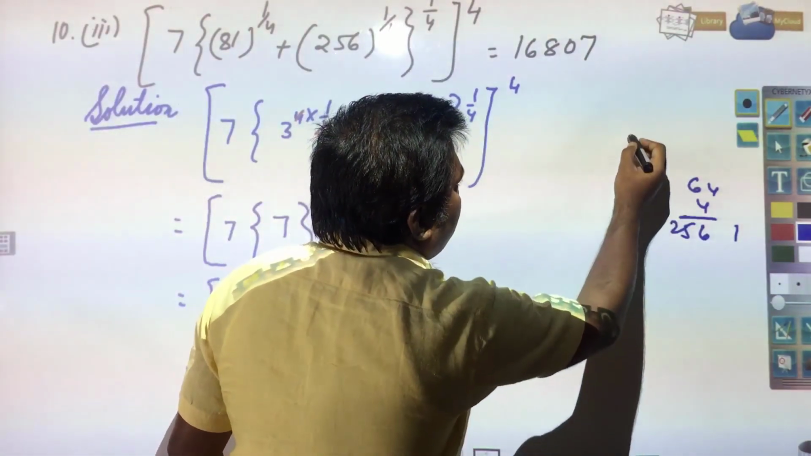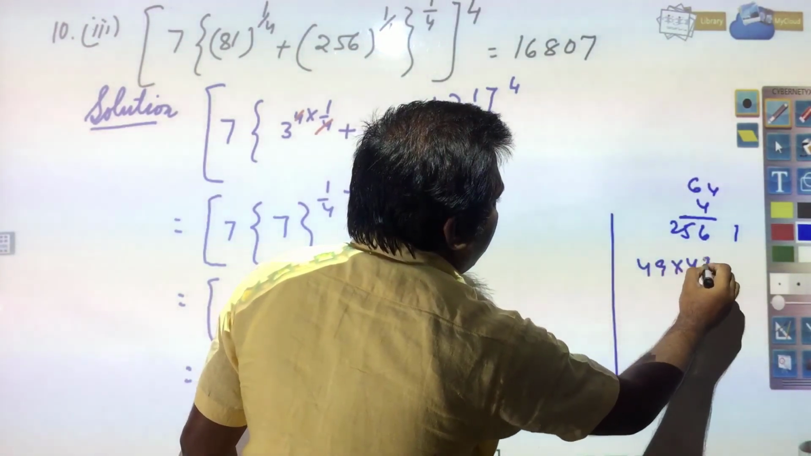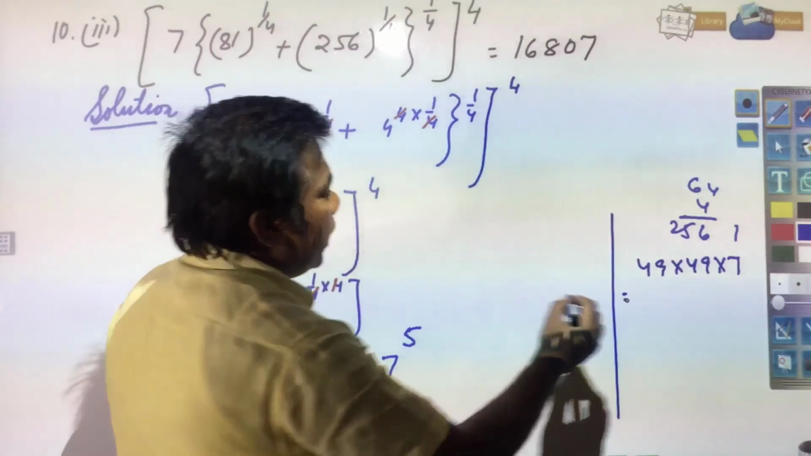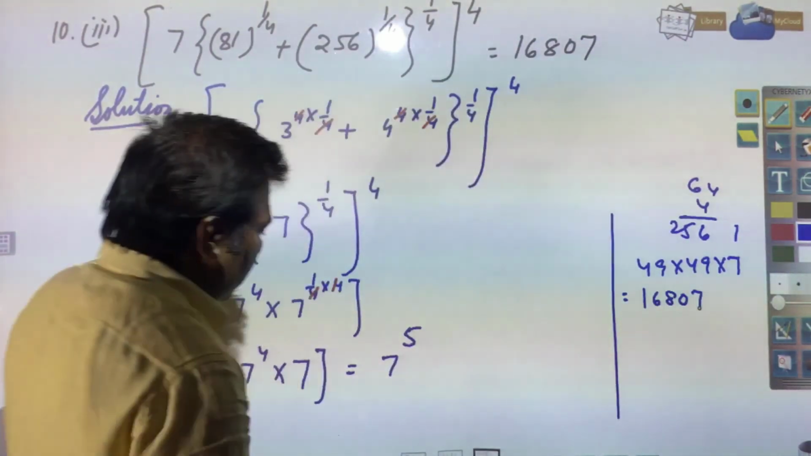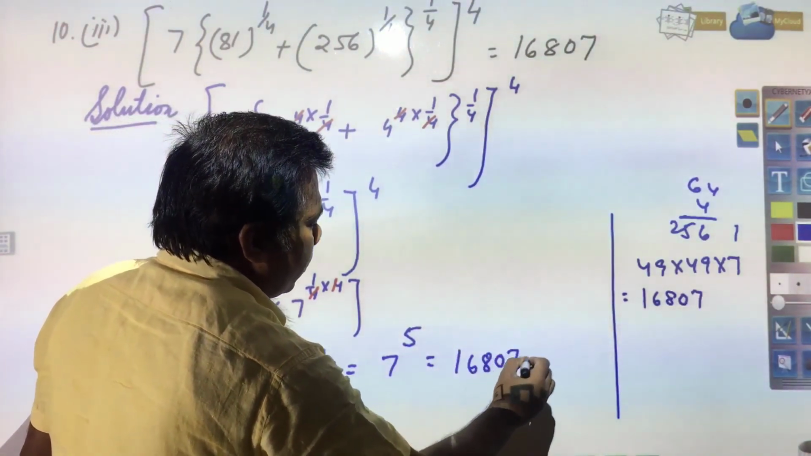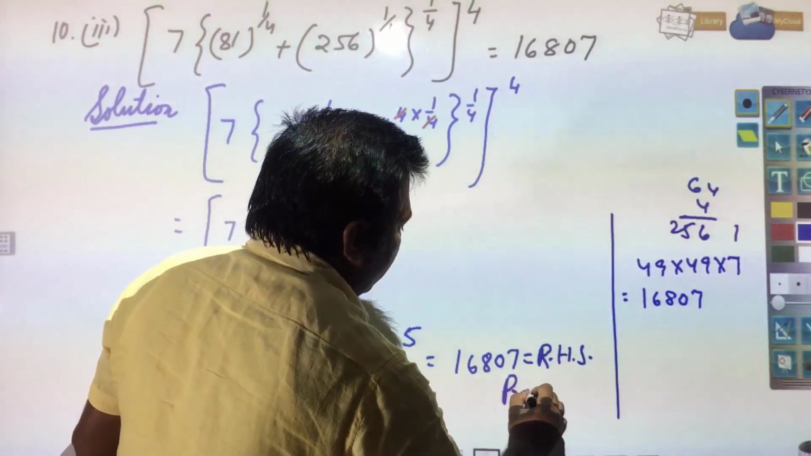Just you multiply 5 times 7. So, 7 7 ja 49, 49 into 49 into 7, and if you are multiplying this you will get 16807. So, that is equal to 16807 and that is your RHS, and this you had to prove.